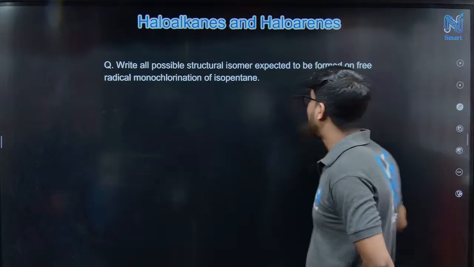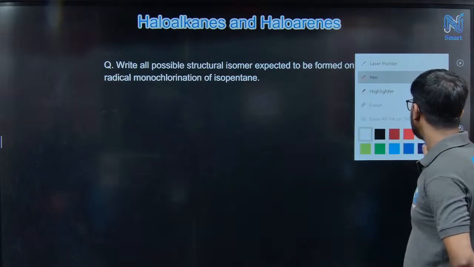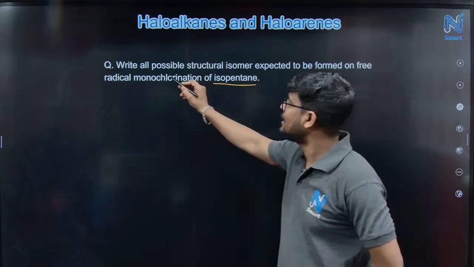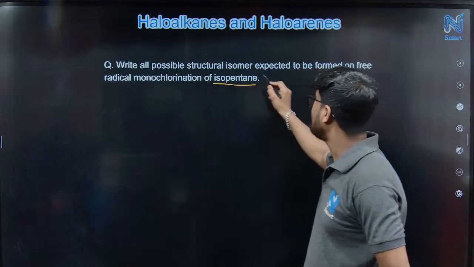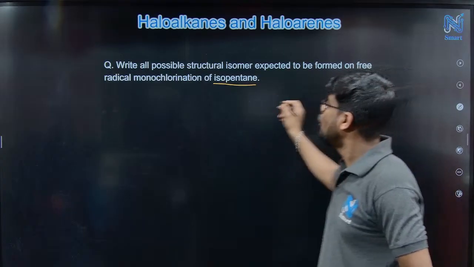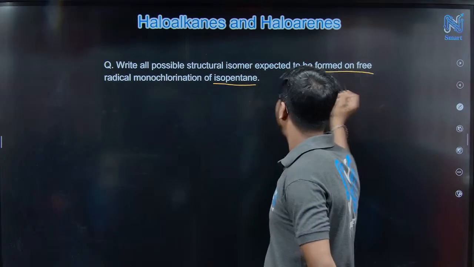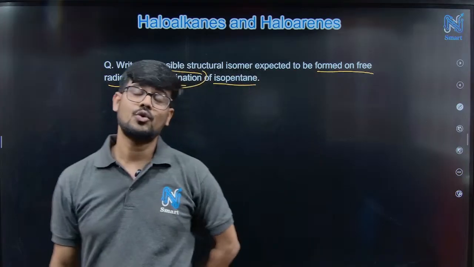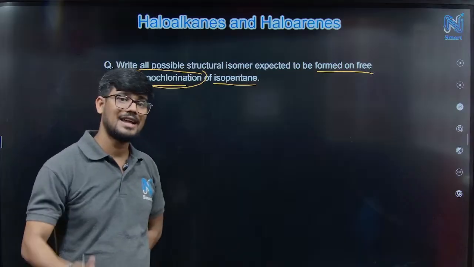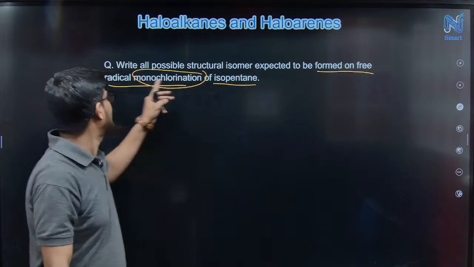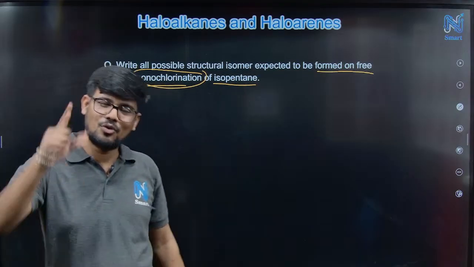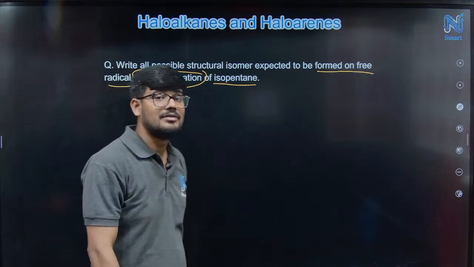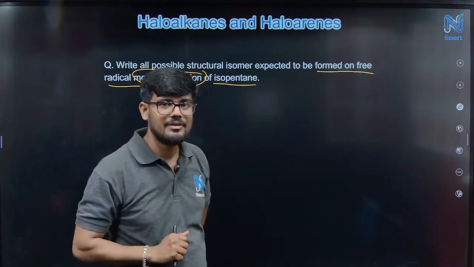Okay, next, here we have isopentane. One interesting question: they are asking to write all the possible structural isomers expected to be formed on free radical monochlorination. So you have to consider the monochlorinated products, and they are saying to follow the radical method, so the UV one, right? Isopentane, first, what is the structure of isopentane?